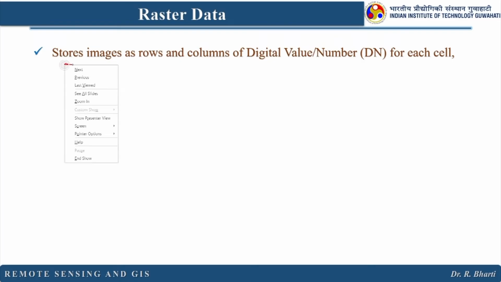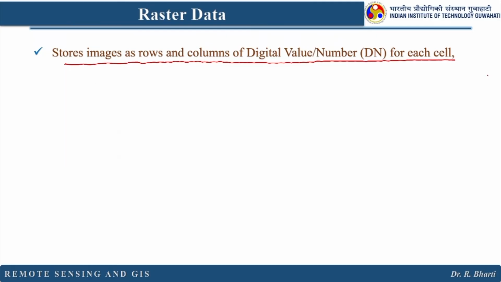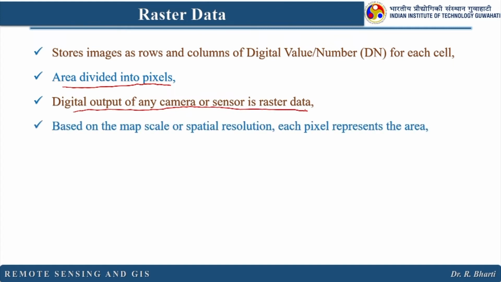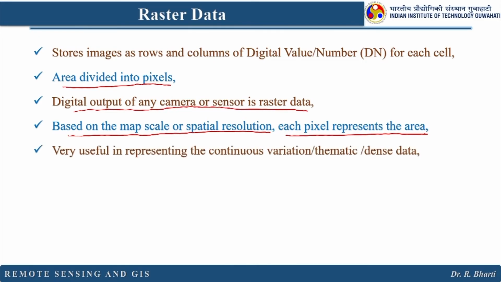Here we store images as rows and columns of digital numbers, or values for each cell. That exactly matches with our remote sensing data. The next point is the area divided into pixels. Digital output of any camera or sensor is raster data. Based on the map scale or spatial resolution, each pixel represents an area. Very useful in representing continuous variation or thematic or dense data.